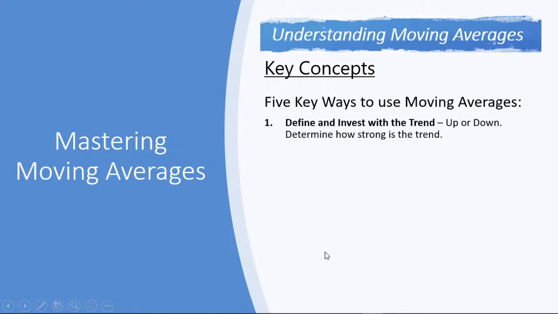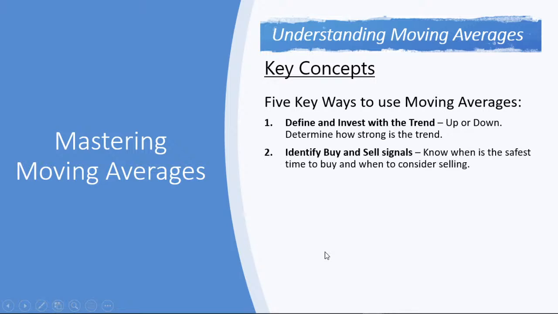So, five key ways to use moving averages. Number one, they define and stay invested with the trend, whether it be up or down. So they help determine how strong the trend is. In particular, we look at the slope of a single moving average or the slope of multiple moving averages. And specifically, if you're using multiple moving averages, the separation that is created between the two moving averages. This will become a little bit more clear once we get into the technique that I'm about to show you. But here, one really simple way: they help us define and stay invested with the trend.